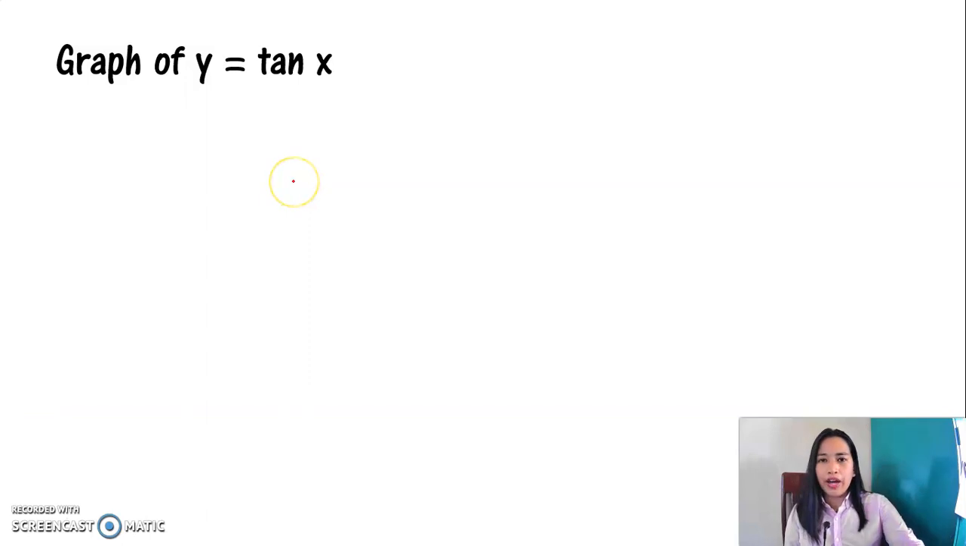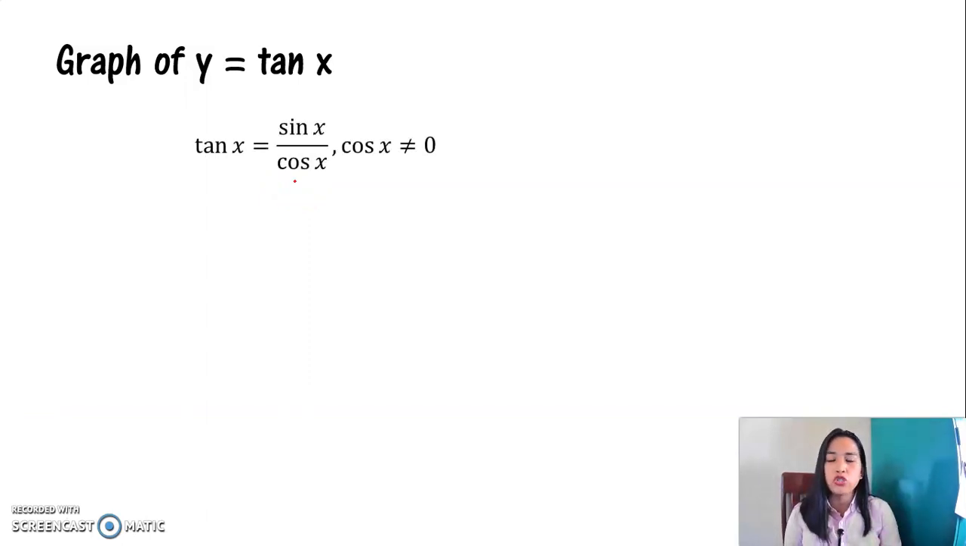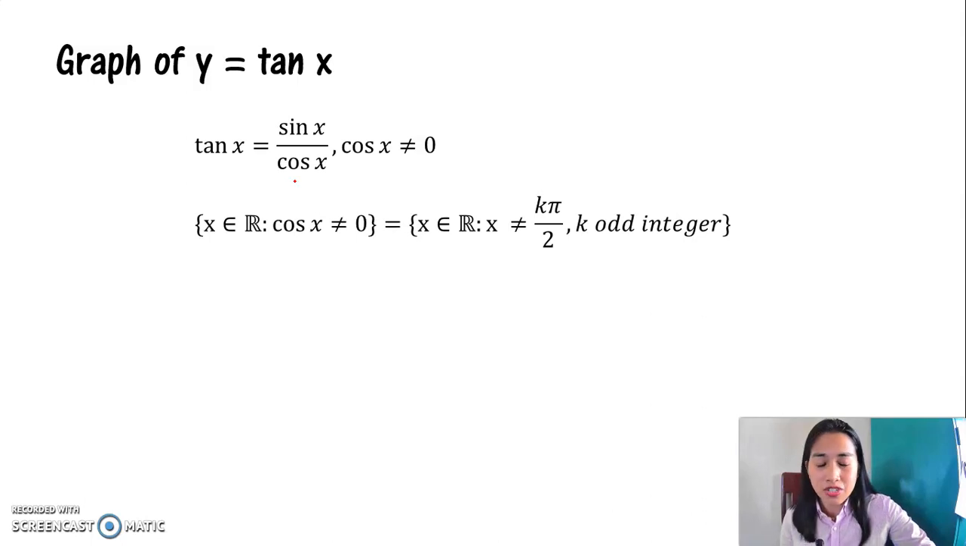Okay, so y is equal to tangent x. Tangent x is just the ratio of sine x and cosine x. So therefore, cosine x must not be equal to 0. If you remember, this is similar to our secant x, right? Secant x is the reciprocal of cosine x, so cosine x also must not be equal to 0. Therefore, they share the same domain, such that x is an element of the real numbers such that cosine x must not be equal to 0.